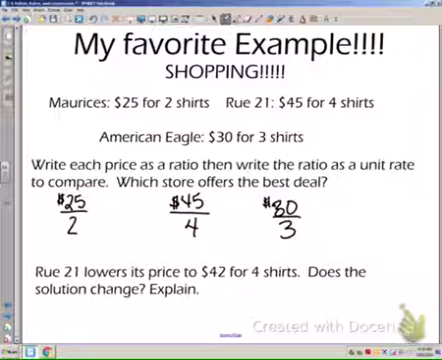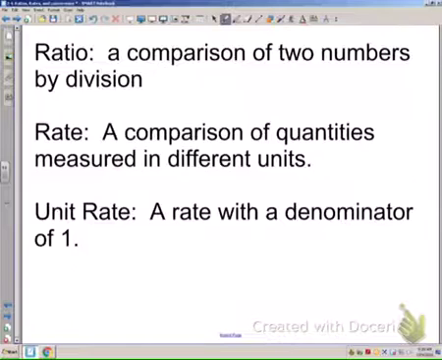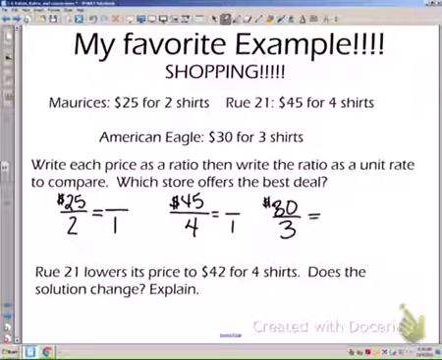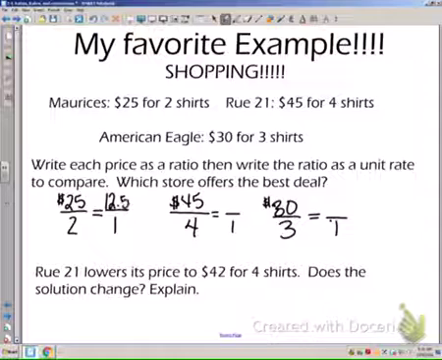Okay, so looking at this, now it says to then write the ratio as a unit rate to compare. So if we go back, what is a unit rate? It's a rate with a denominator of 1. So we want it to be equal to something over 1. Basically what we're wanting to know is what is the price of 1 shirt. So the way that I can do this is I can just divide. 25 divided by 2 is $12.50. So it's $12.50 for 1 shirt at Maurice's.